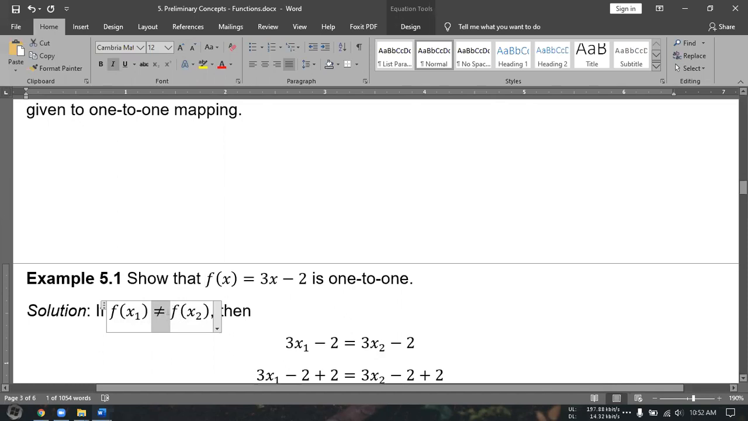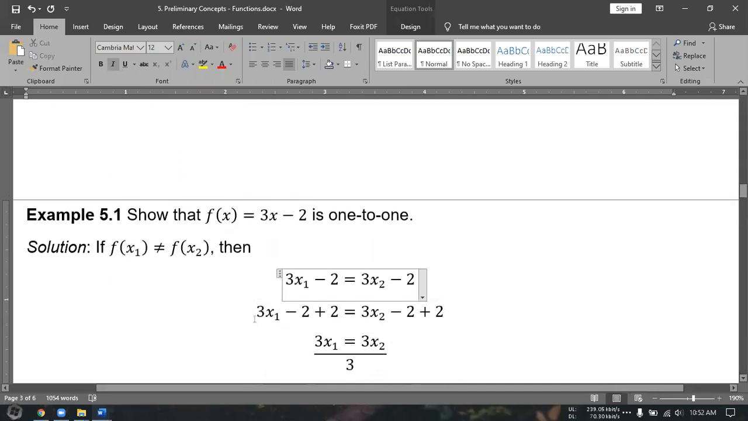It's not equal. Then, okay, using the same definition, we have 3x sub 1 minus 2 is equal to 3x sub 2 minus 2. So assuming they were equal. Assuming first they were equal. So by algebra, wait lang.